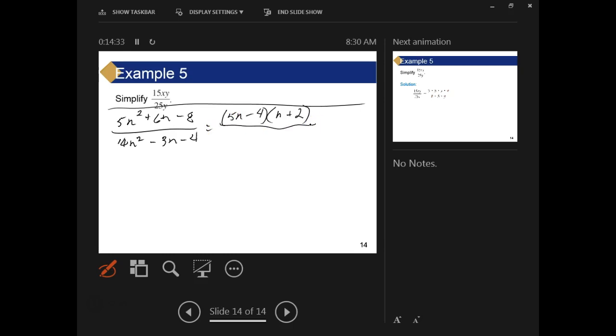There's a lot more possible factors here, aren't there? So what might we want to try? Say again? 5 and 2, okay? I certainly like that idea. 5n and 2n. Okay?